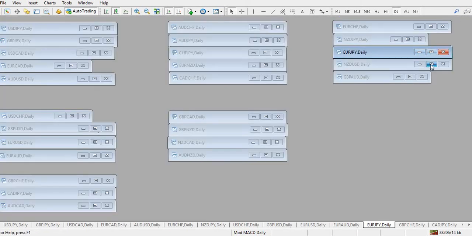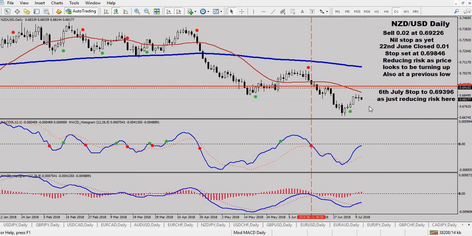What's next? New Zealand US dollar, New Zealand Kiwi. In a sell back here. I've already closed half of this. All I've done this morning is move my stop onto the other side of the entry level, so I can't lose anything on the second half of the trade.